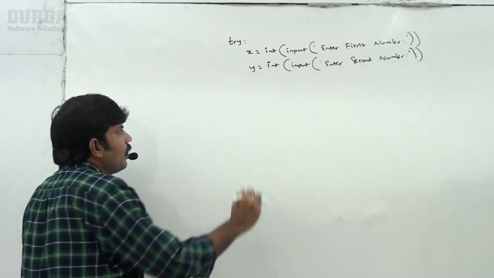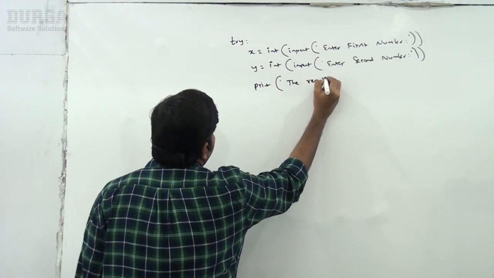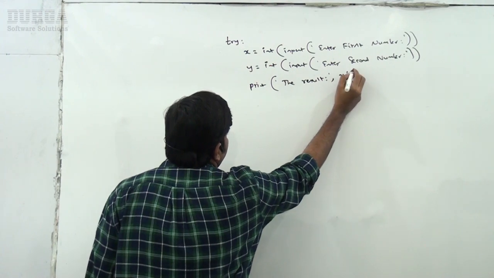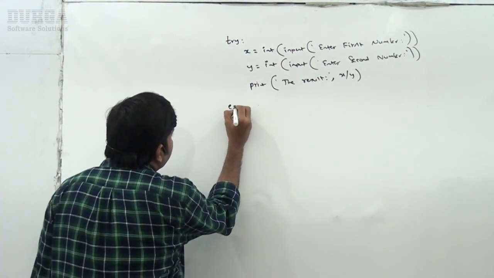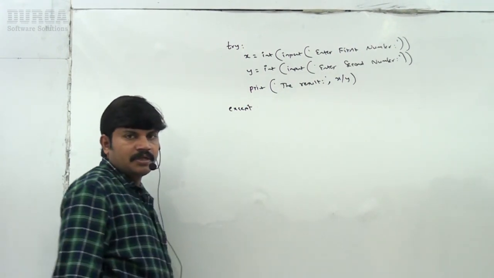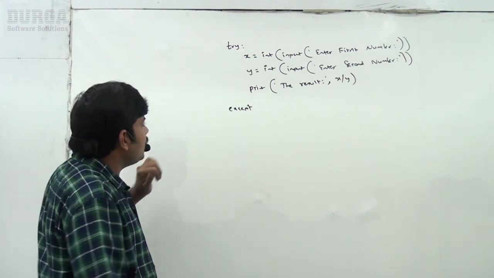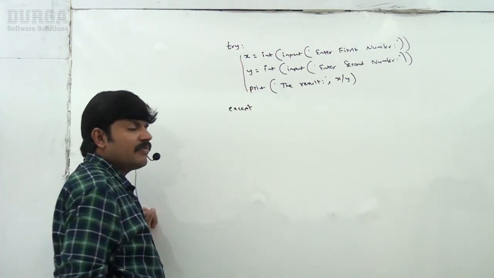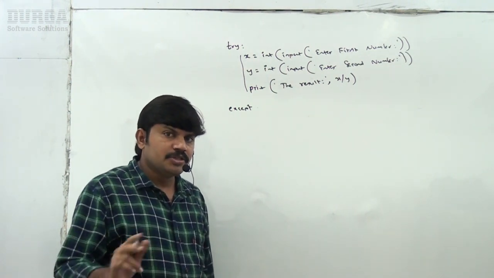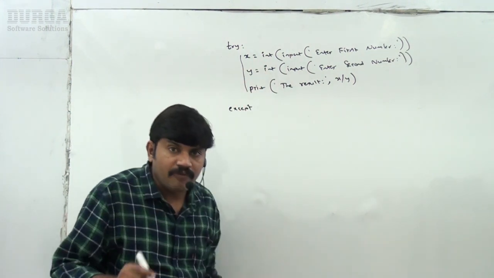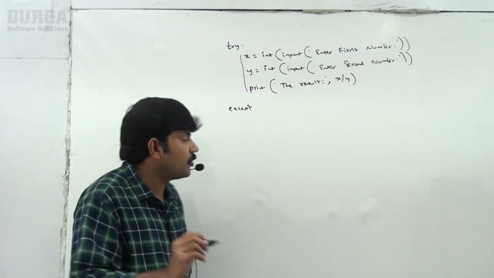Now what I have to take? Print the result, x by y. Print the result is x by y. Now, except: take very special care about this terminology. In this code, which type of errors are possible? Can you please spell out which type of errors are possible? Either ZeroDivisionError is possible or ValueError is possible.